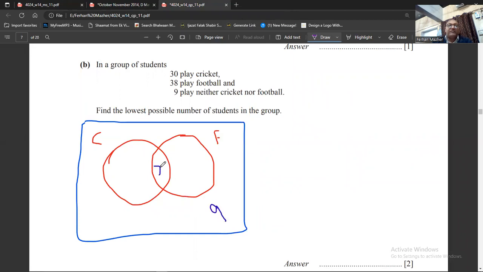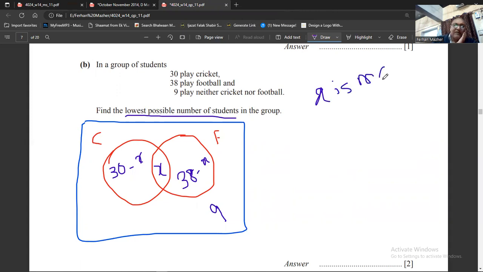Suppose X people play both the things. And 30 people play cricket. So only cricket will be 30 minus X. And only football, 38 people play football. So it will be 38 minus X. So they are asked to find the lowest possible number of students in the group. Lowest possible number is when the X is maximum.